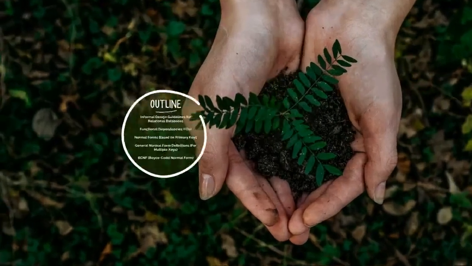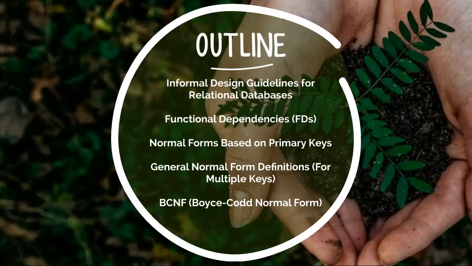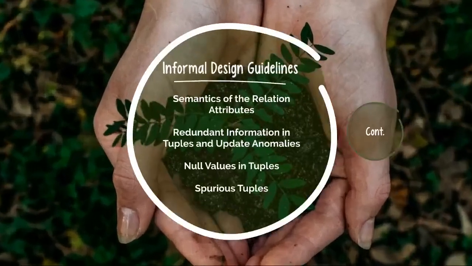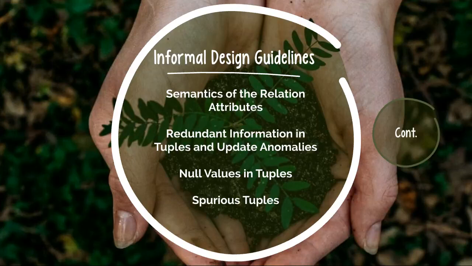So first we will go through the outline of this lecture. We are going to discuss informal design guidelines for relational databases, functional dependencies, normal forms based on primary keys, general normal form definitions, and the BCNF, or the Boyce-Codd Normal Form. Now we'll first go through the informal design guidelines. There we are going to discuss semantics of the relation attributes, redundant information in tuples and update anomalies, null values in tuples, and spurious tuples.